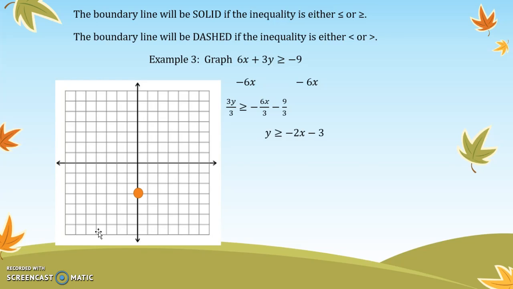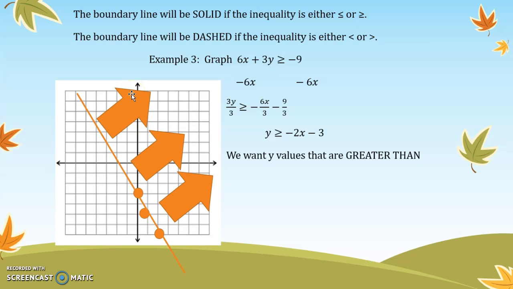So we'll start by plotting our y-intercept at (0, negative 3), and then using our slope, we will go down 2 to the right 1, and down 2 to the right 1. This time, though, we have a greater than or equal to symbol, so our boundary line is going to be a solid line. And now we need to shade. Looking at our symbol, we want y values that are greater than. Again, y gets greater going this direction, so we'll want to shade on top of our line.